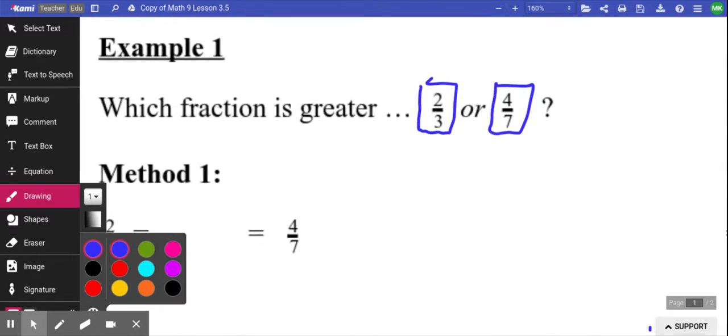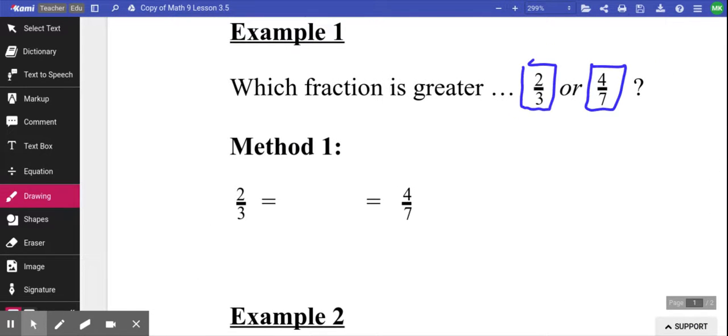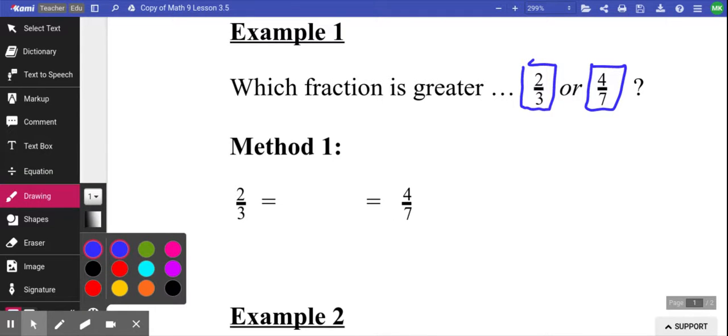Method 1. If I wanted to compare those 2 fractions, what I would do is try to make it so that the denominators are the same. Right? We call that having a common denominator.